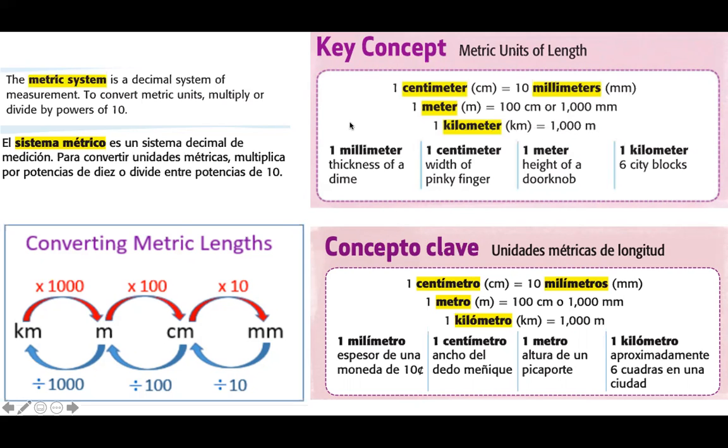All right, so now here they give you an example of what the width or the height, or just what you should imagine when you hear these units of measurement. So 1 millimeter is about the thickness of a dime. 1 centimeter, it's about the width of a pinky finger. And 1 meter is about the height of a doorknob. 1 kilometer, think about it as 6 city blocks.